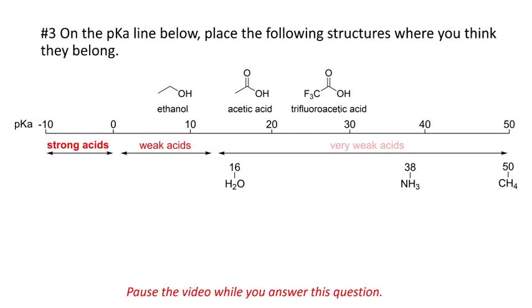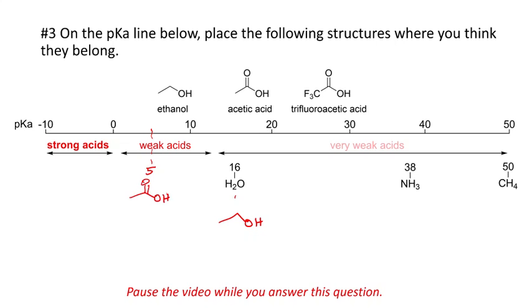Okay, ready to go? How'd you do? I'll just write them in here and we can talk about them. Ethanol is basically the same as water. There's not a big deal. Instead of having an H and another H on oxygen, we have an H and then a CH2 and a CH3. It's at 16. Acetic acid has an extra carbonyl group, and it turns out that pushes it down to 5.